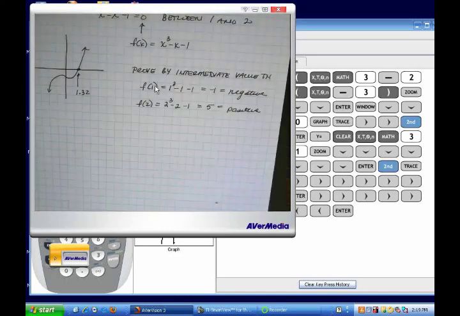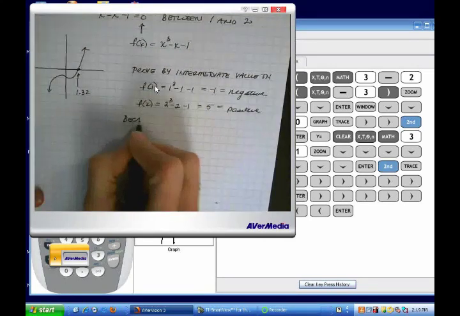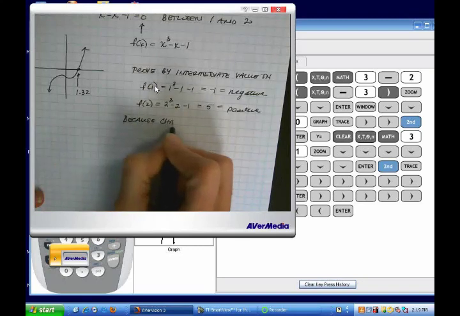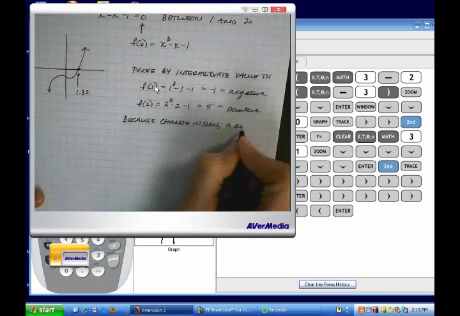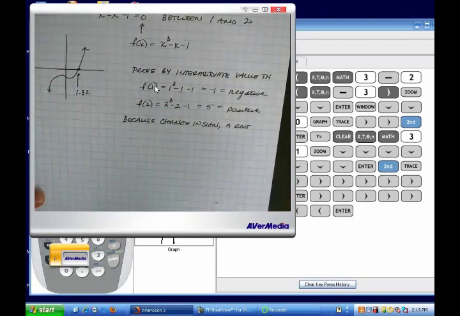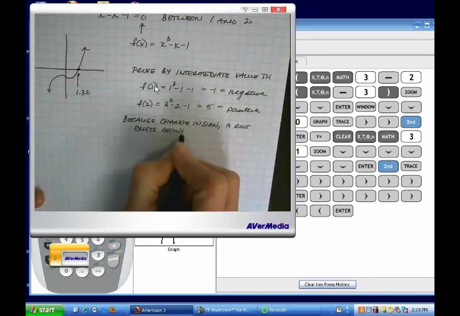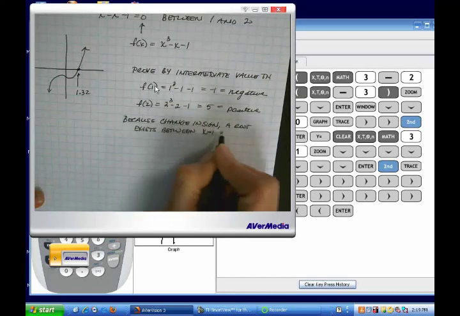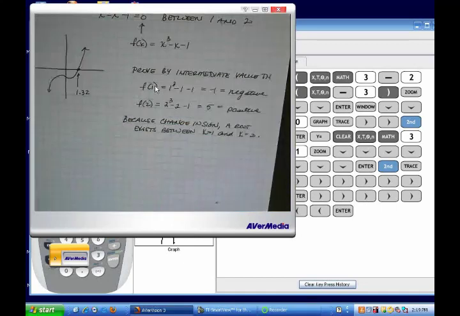So since the function is smooth and continuous, and it changed signs between 1 and 2, by the intermediate value theorem, there must be a root between 1 and 2. Because of a change in sign, a root, a 0, an x-intercept exists between x equaling 1 and x equaling 2. Got it? Pretty easy, isn't it?